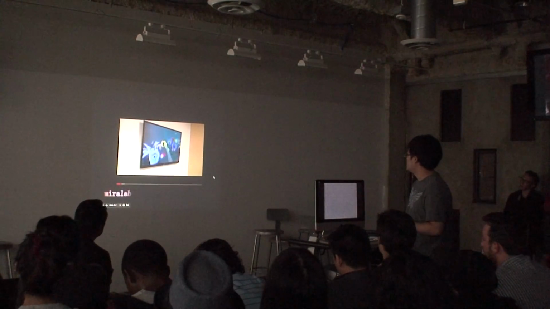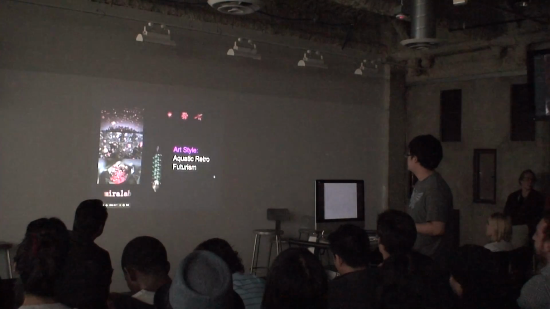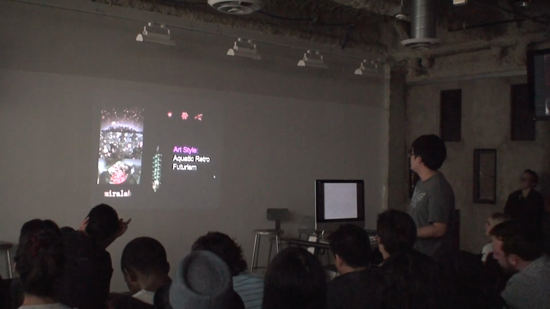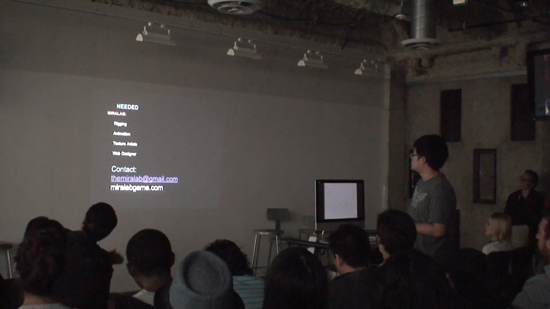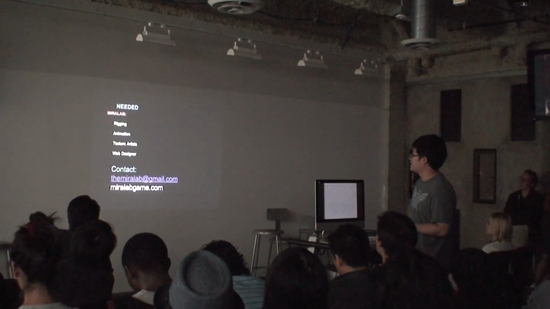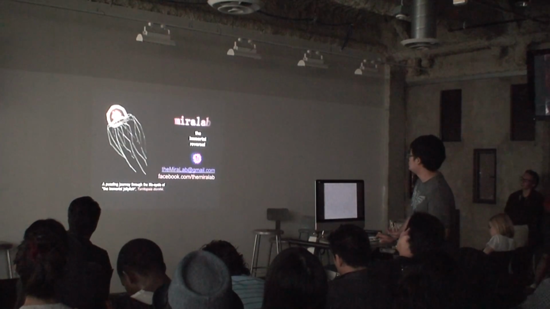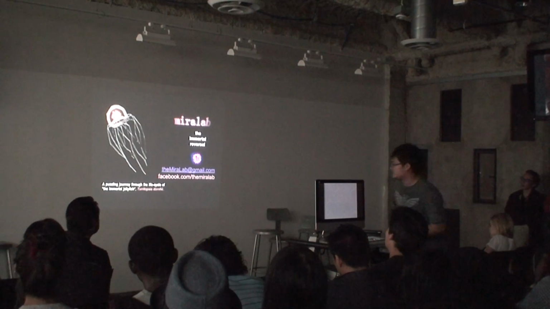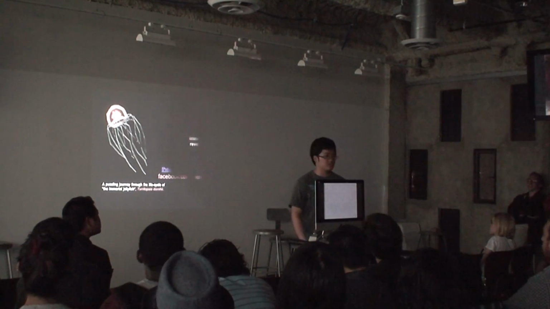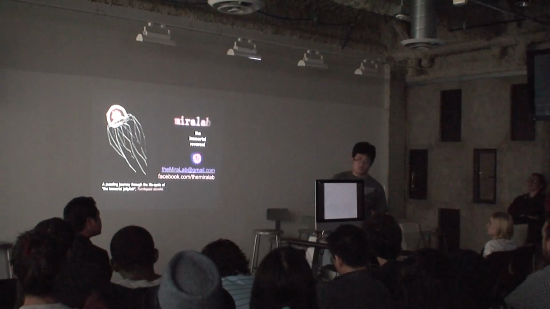And these are also on the reference sheets, so you guys can take a look if you're interested. Aquatic retrofuturism, and these are the artists they're looking for: rigging, animation, picture artists, design, etc. So that's Miralab. And with that, that's the 7 games that we're building this year for USC games.